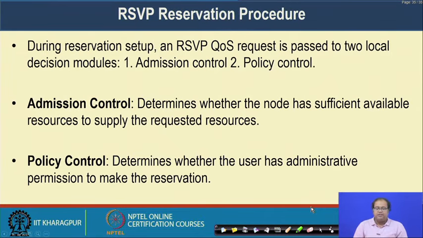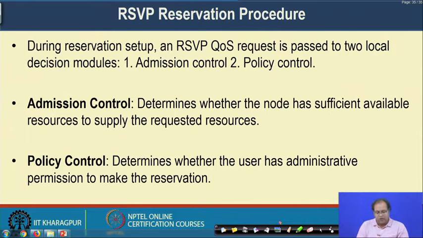Now, this is the reservation procedure for RSVP. During the reservation setup, first we send an RSVP QoS request, which is passed to two local decision modules: the admission control module and the policy control module. The admission control module determines whether the node has sufficient available resources to supply the requested resources. If you have a sufficient amount of resources, then you allow the flow to enter the network, otherwise you simply drop the flow. Then you have the policy control module.